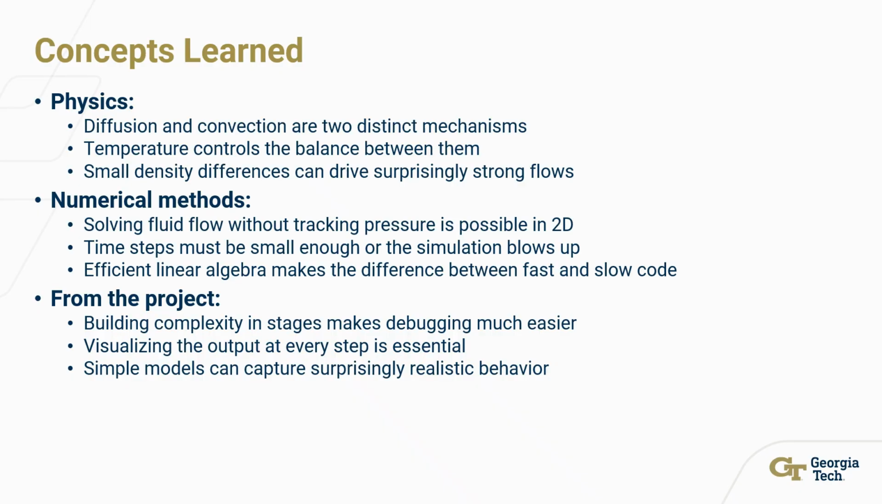From the project as a whole, building complexity in stages makes debugging much easier. We used a GitHub flow that allowed us to have branches for each additional piece that we wanted to add on. Visualizing the output at every step is essential. It helped us understand what parts of our model were and were not helpful in making it as realistic as possible while keeping the complexity down. And on that note, simple models can capture surprisingly realistic behavior.